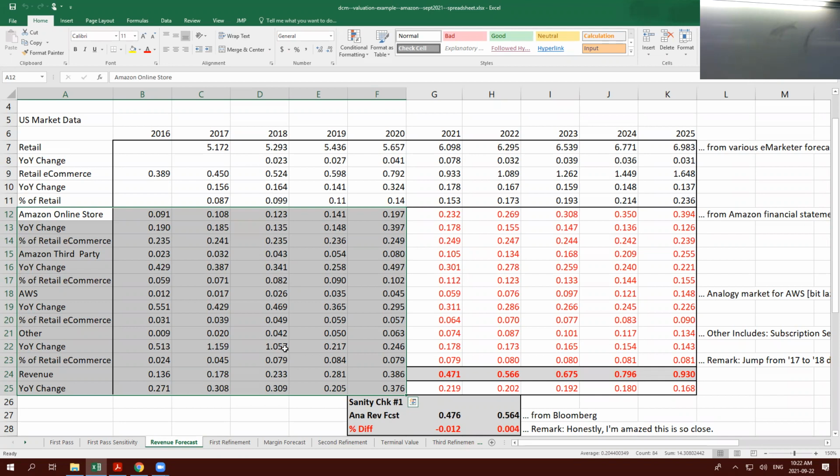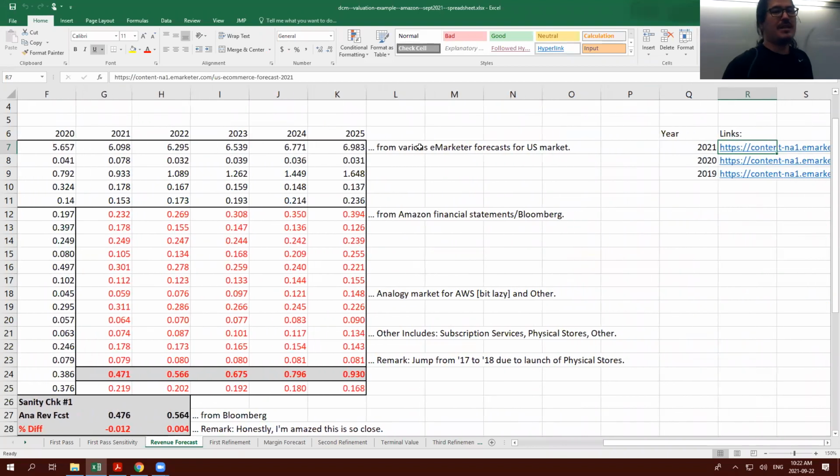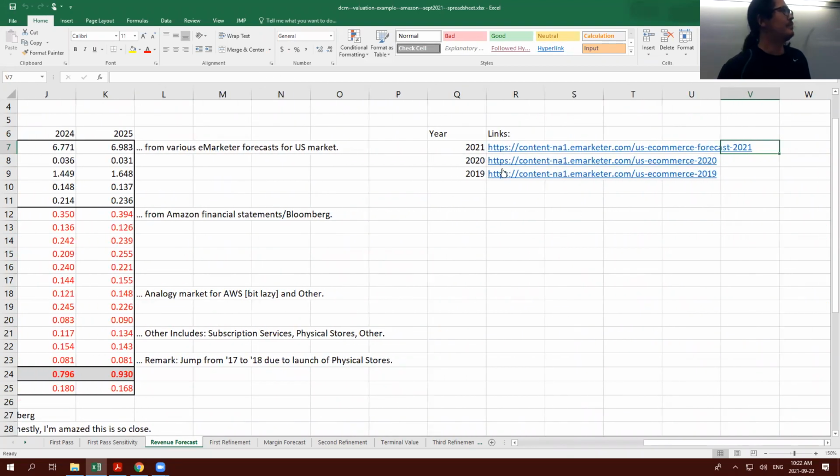Then I bring in external data. The external data that I bring in is data on the US e-commerce market. I get that data, in my case, from eMarketer. And here are the actual links to the reports in the public domain that I specifically use to get my numbers. So all of my numbers, you can get them from there.